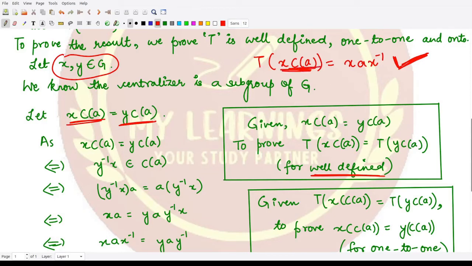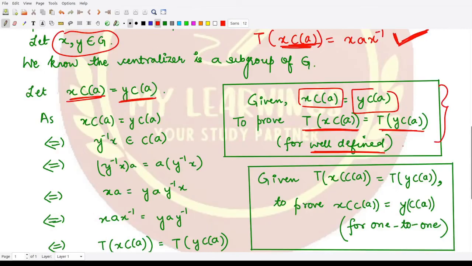So we take two different elements xC(A) and yC(A), so that xC(A) is equal to yC(A), and we will prove that their images, that is T(xC(A)) and T(yC(A)), are equal to each other for well-definedness. Next, in order to prove the one-to-one case, what do we do?